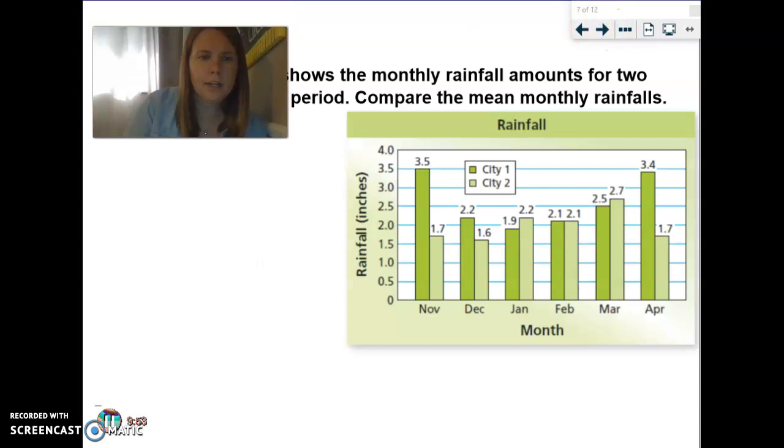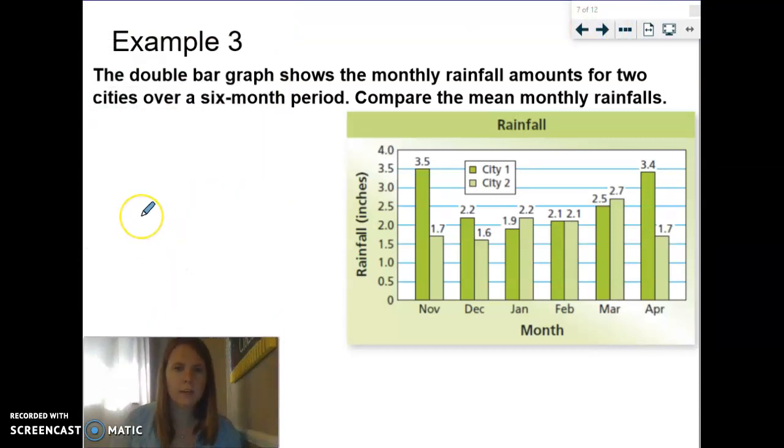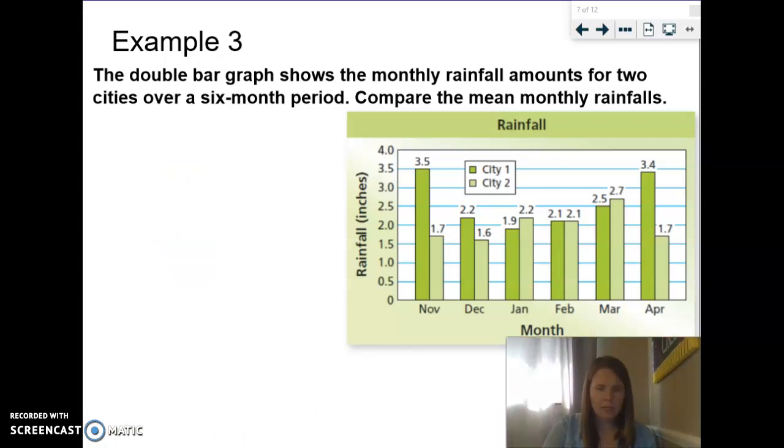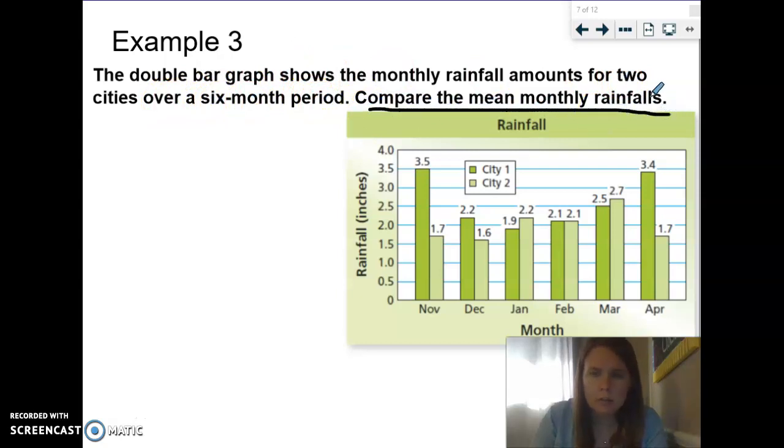All right, our next example here, we're going to take a look at some graphs. So how can we figure out my mean given a set of data points that's on a graph here? All right, so looking at my problem, it says the double bar graph shows the monthly rainfall amounts for 2 cities over a 6-month period. Compare the mean monthly rainfalls.